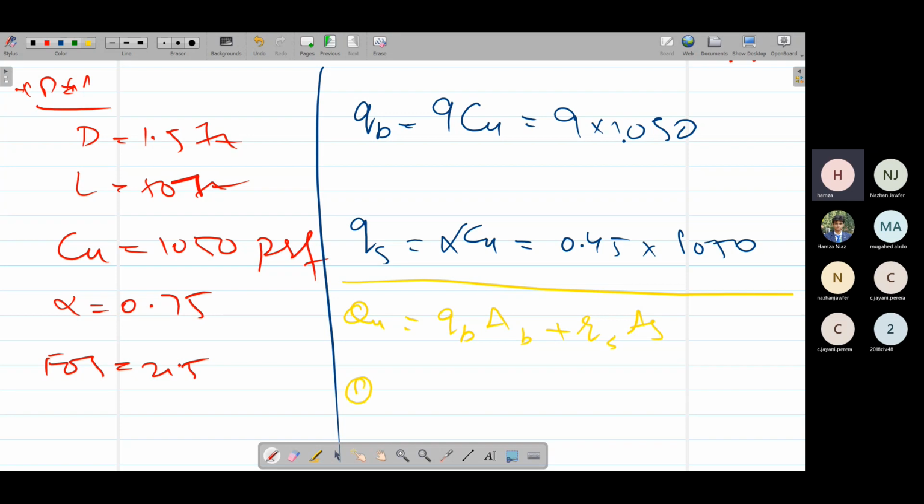Using this formula, Q allowable is QU over the factor of safety. The factor of safety is 2.5. So using this, we can get this answer. So this is very much simpler. Any issue in this?